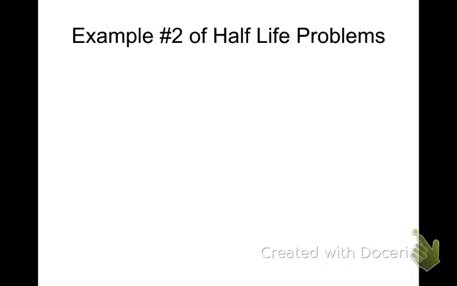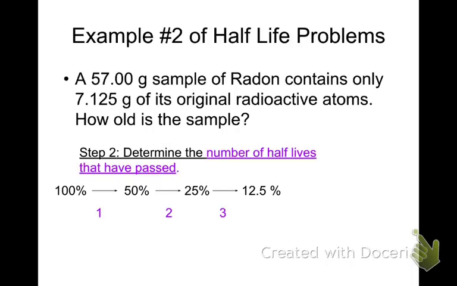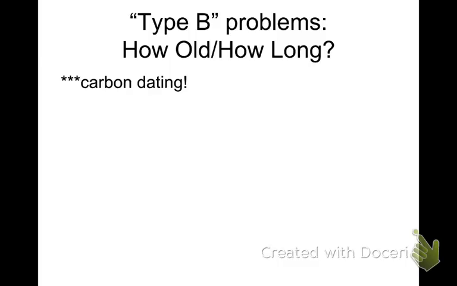Today we're going to do type B. Type B problems ask how old is the sample, or how long has the sample been sitting around giving off radiation, how long has it been decaying. This is how scientists use carbon dating to tell how old something is, like a dinosaur bone or a mummy wrap when they do an archaeological dig, something like that.